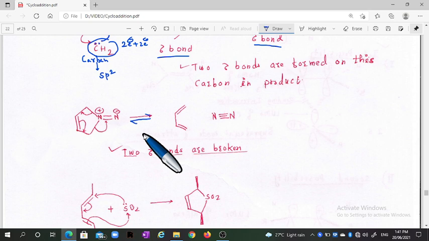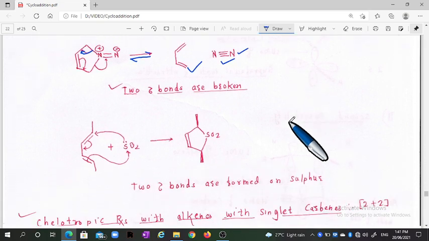This is the reversion of the reaction. In this case, N2 will be removed, and we will obtain N2 and the unsaturated system. In the reactant, the two sigma bonds are broken. It is the reversion of the cheletropic reaction. Therefore, we will obtain such two components, the first component and the second product.